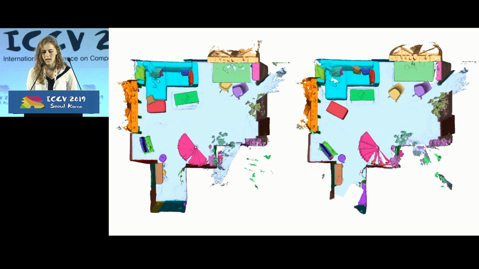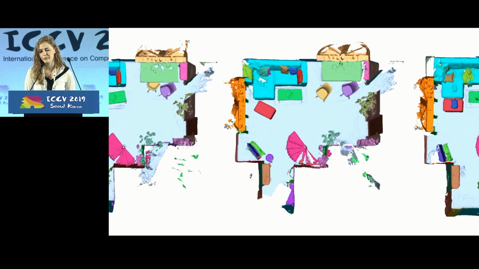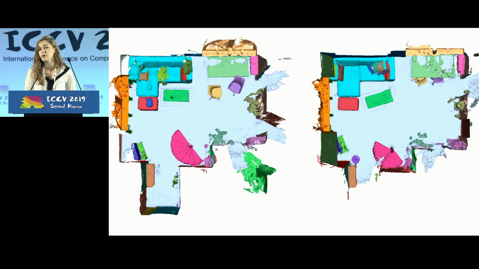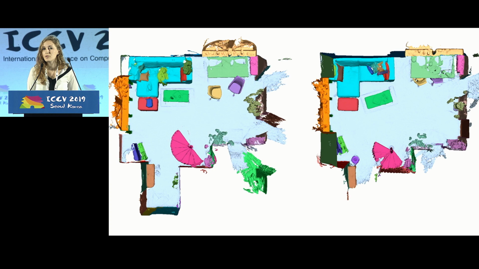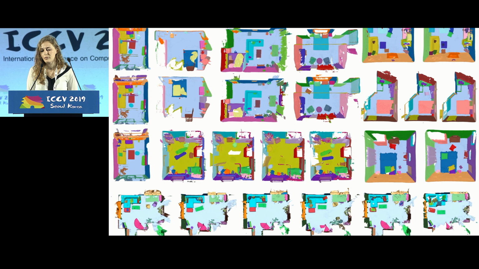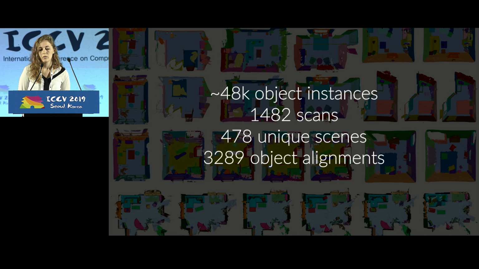The scanning process is then repeated to get several rescans of the same environment with different changes. Naturally, the majority of moved objects involve daily human interaction: chairs, pillows, boxes, or tables. But our data also features bigger room layout changes. We end up with 1,482 different scans of 478 unique scenes. We have more than 48,000 object instances and object alignments for 3,289 of them.